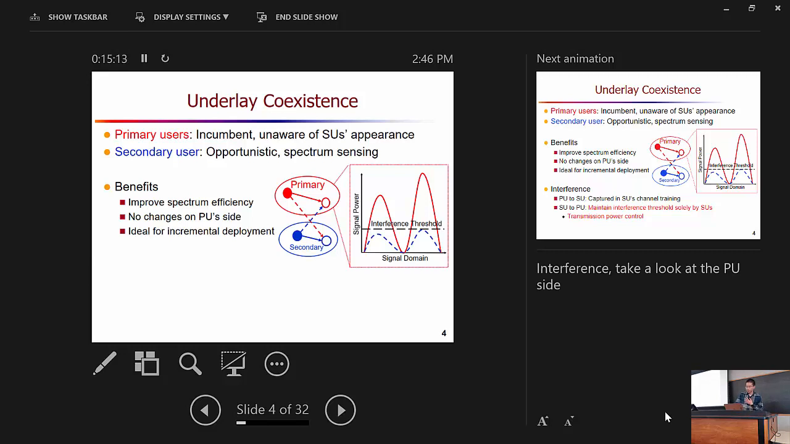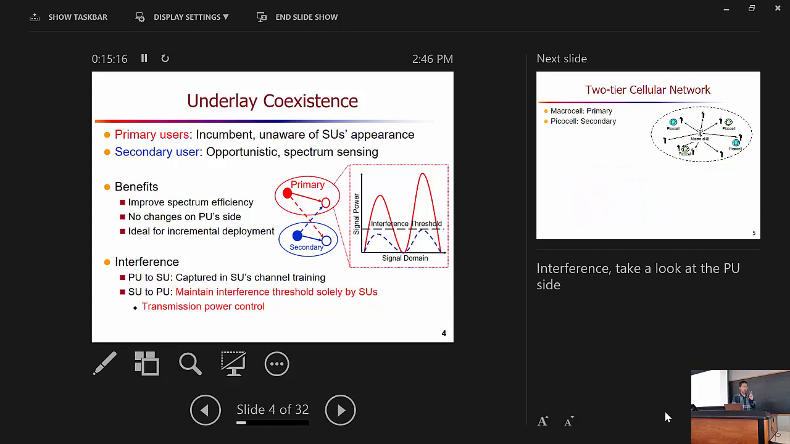Because we have interference, that's a really big issue here. We have two kinds of interference actually. From the primary side to the secondary side, that's the price you have to pay if you want to free ride on the primary. This kind of interference is captured in the secondary channel training. The secondary user will still do channel training, so it will know the channel conditions. In the other direction, from the secondary user to the primary user, you have to maintain the threshold, as I told you multiple times. To do that, you have to control your transmission power. You need to lower your power if it's over the threshold, otherwise you increase the power.